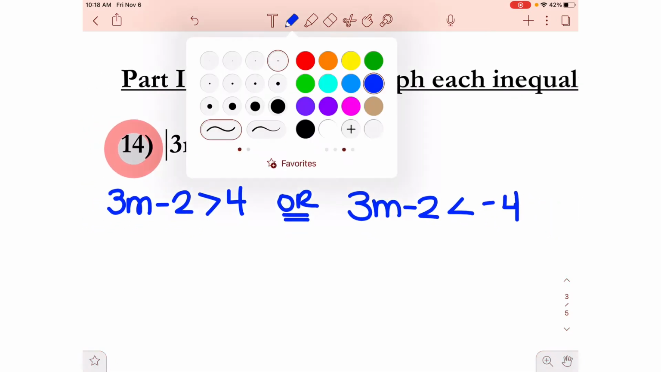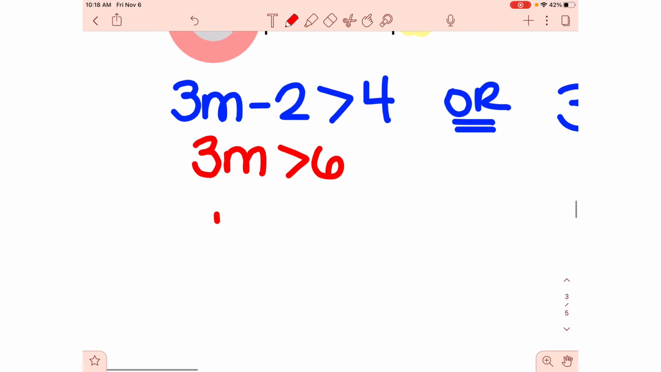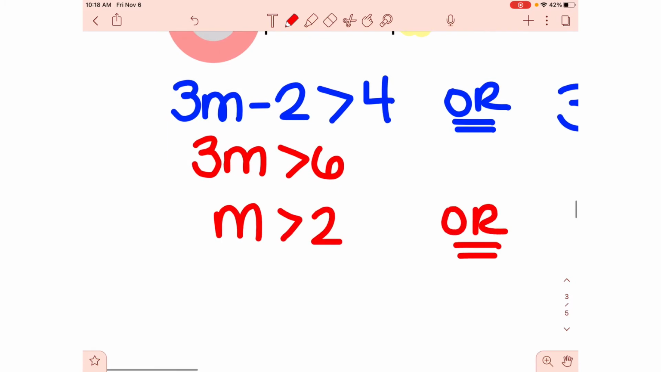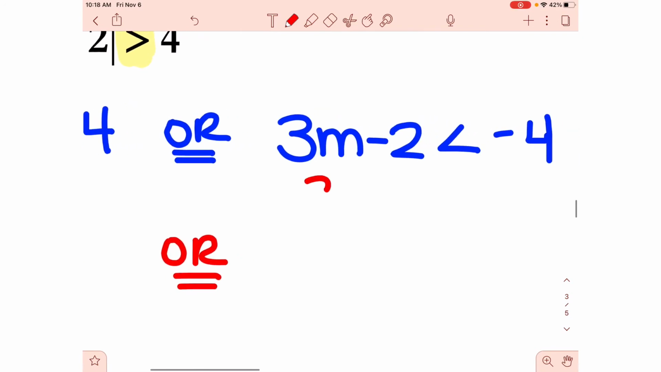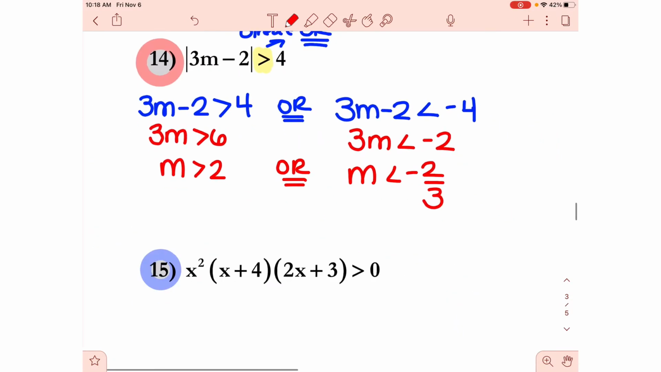So solving, I add 2 over, so I get 3m is greater than 6, so m is greater than 2, or add the 2 over, we get 3m is less than negative 2, so m is less than negative 2/3.